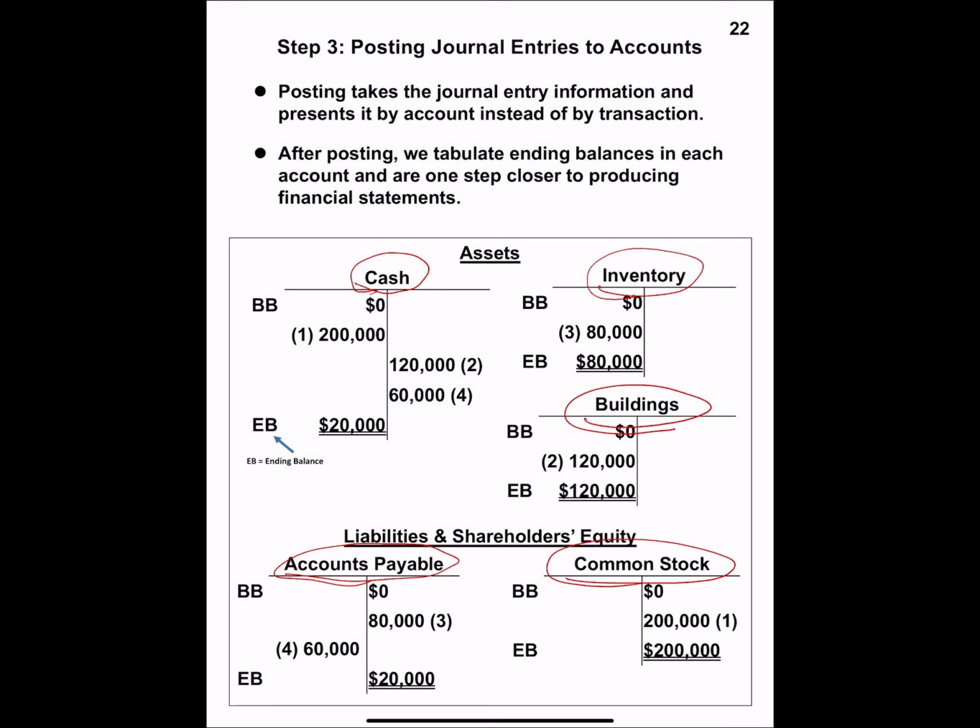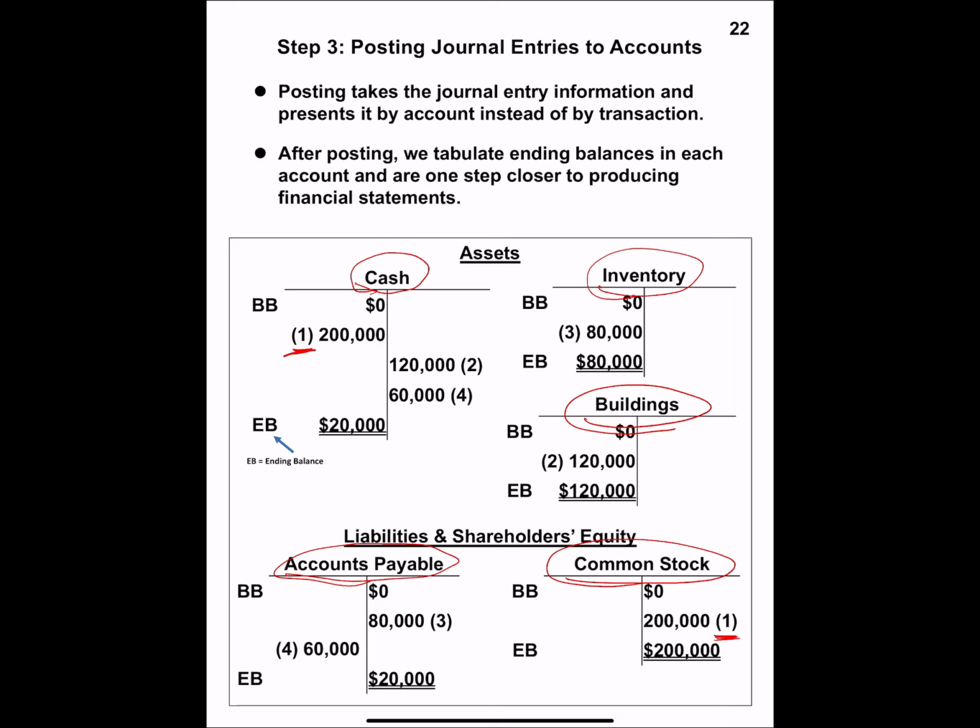And what these numbers refer to, the 1, that was journal entry number 1. So if you recall journal entry number 1, you should be able to look at these accounts and in your mind recreate what happened. Here we see a debit to cash of 200,000 and a credit to common stock of 200,000. You should be able to state with confidence that transaction number 1 was that the company raised $200,000 cash by issuing common stock.